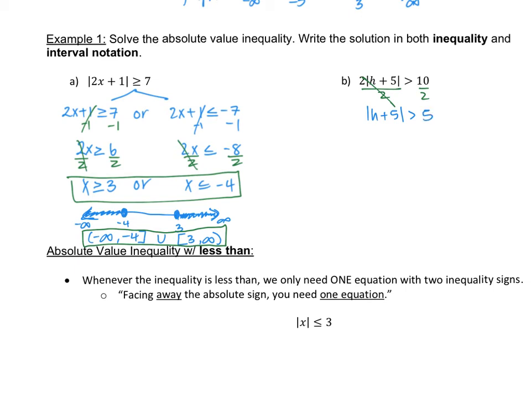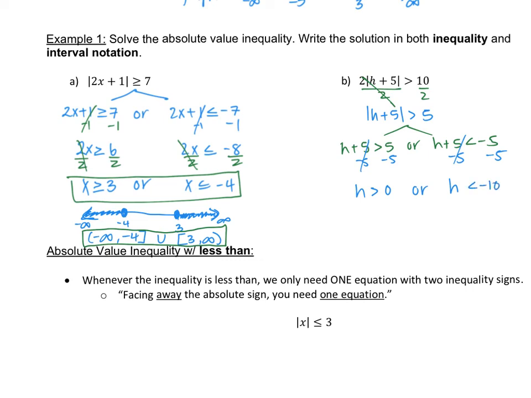So once I have it by itself, then I can see that this absolute value is facing towards, the inequality is facing towards, so I'm going to separate it into two equations. So this would be h plus 5 is greater than +5, or h plus 5 is less than -5. And then from there, I can start solving. So I might subtract 5 from both sides. And so h is greater than 5 minus 5, which is 0. And then this side here, h is less than -5 minus 5, which is -10.